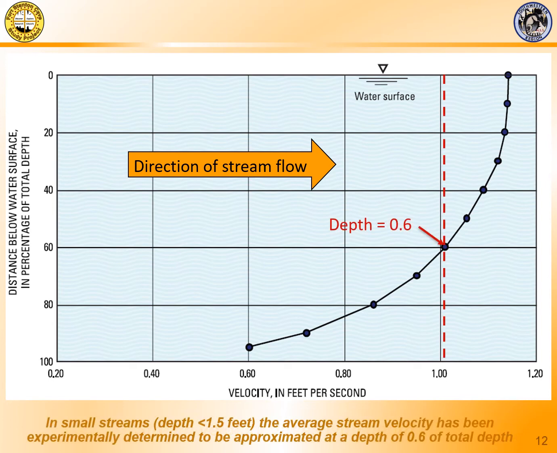And here's what I mean. The average velocity of a small stream, you can see, has been experimentally determined in small streams to be at a depth of about 0.6. That is, if the stream is 1 foot deep, the average velocity is generally thought to be represented by setting the current measuring device, the velocity measuring device, at about 0.6 depth.